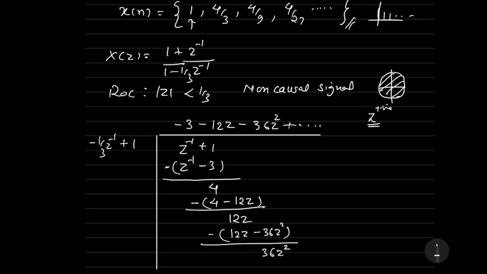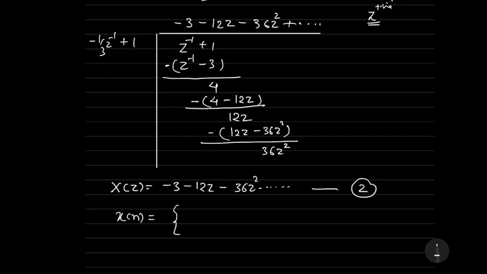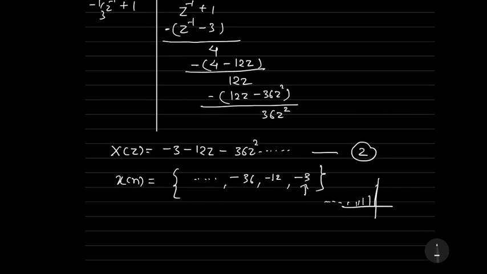This will continue. So the result of this long division is x of z equals minus 3 minus 12z minus 36z square and so on. This we call equation 2. Now take the inverse of this equation 2. We get the result x of n is equal to minus 3 initially when n is equal to 0, and then when n is equal to minus 1 it is 12, then for minus 2 it is 36, and so on up to minus infinity. This is a left-hand side sequence, a non-causal signal. In this long division method, a closed form solution is not possible. The method is used to determine the values of the first few samples of the signal.